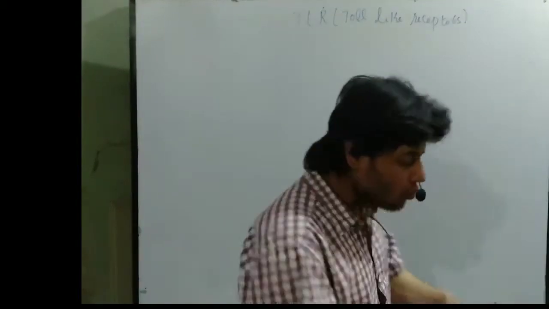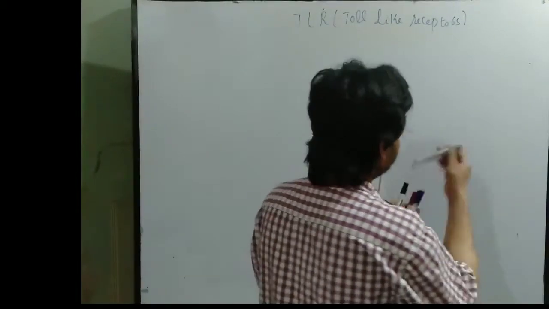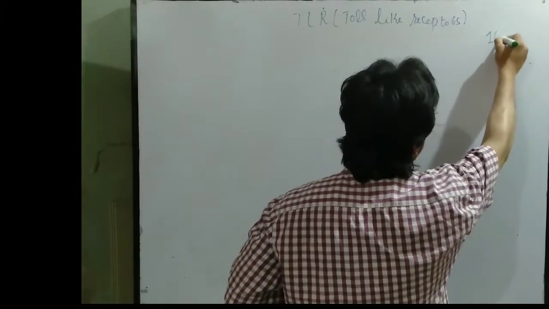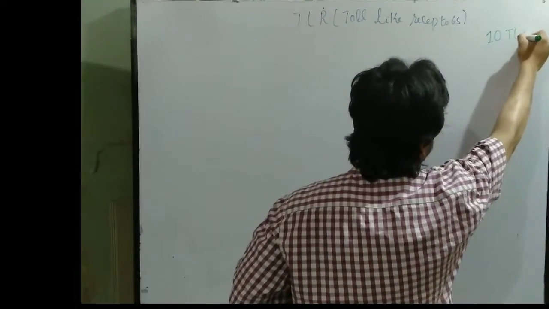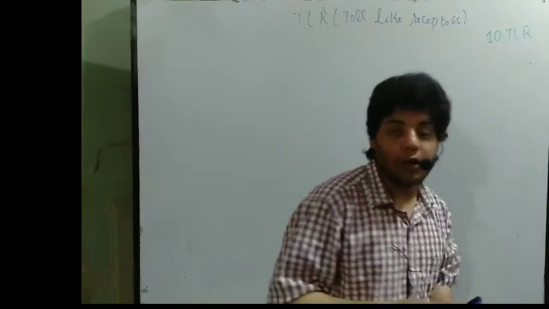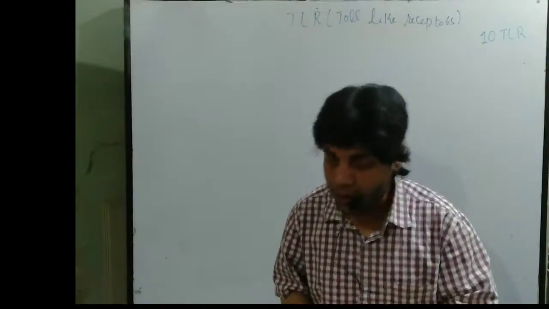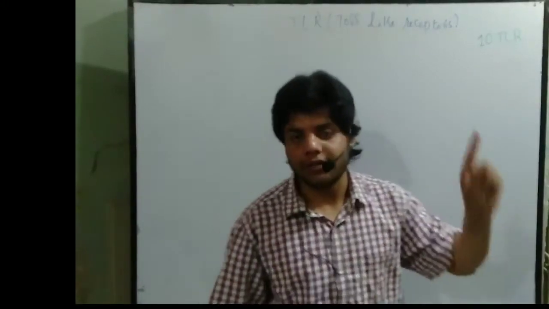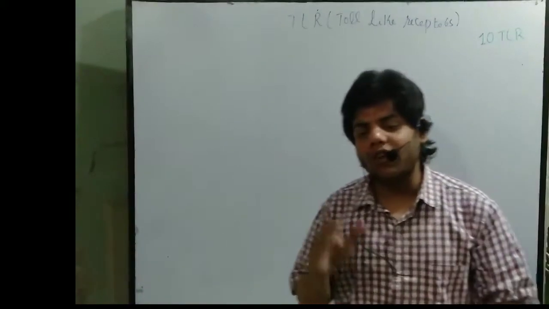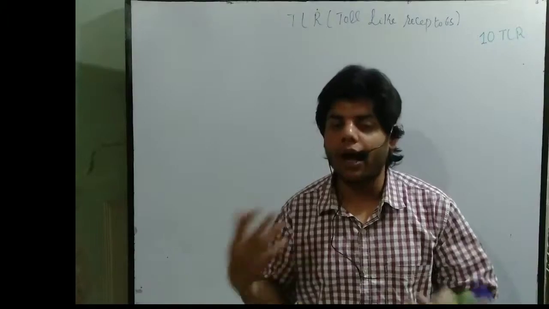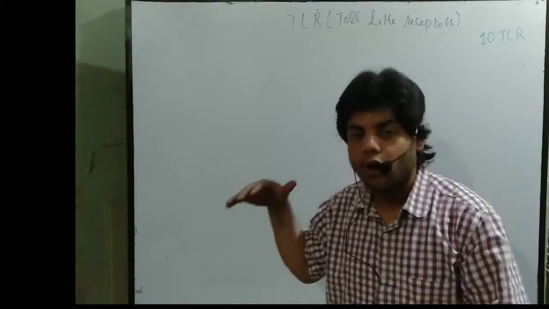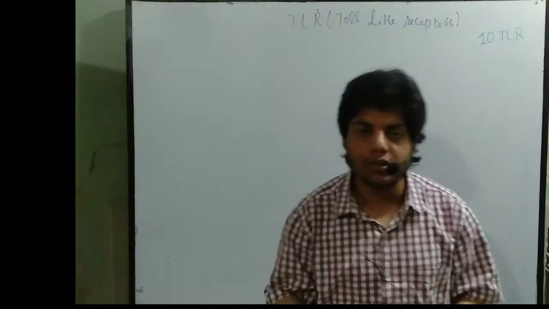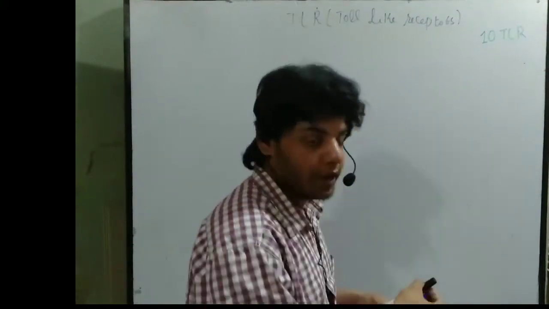Okay, so we have almost 10 toll-like receptors inside the human, inside the phagocytes. So inside the phagocytes of human cells there are 10 toll-like receptors. So what is the function of each toll-like receptor, and how are they present on the phagocyte cell? Let me explain with the help of a diagram.